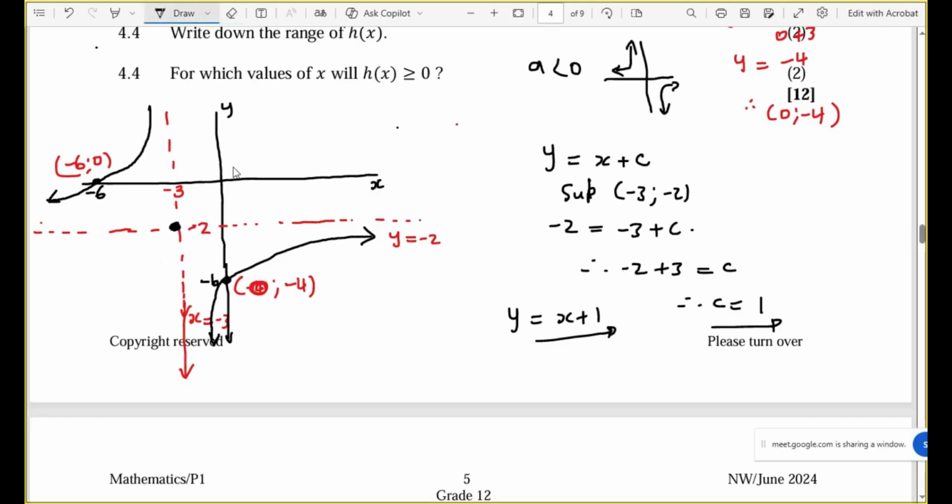Okay, so the graph will pass through this point. It has a positive gradient, and then it passes through that one, and it will pass through that. It always passes through the point of intersection of your asymptotes. Then it cuts the y-axis at 1, because if we find the y-intercept, if x is 0, it's just 0 and 1. I hope you guys are happy with that.